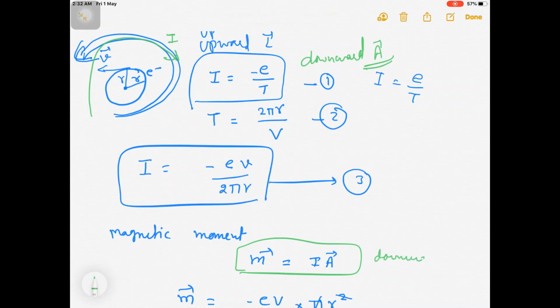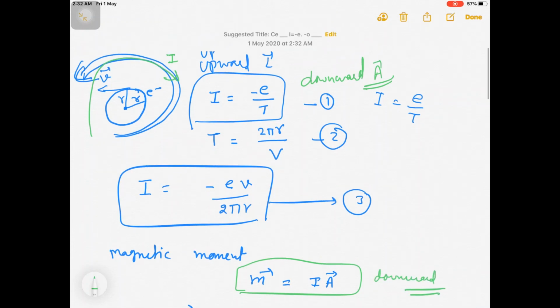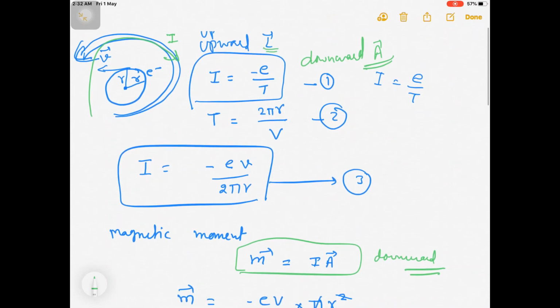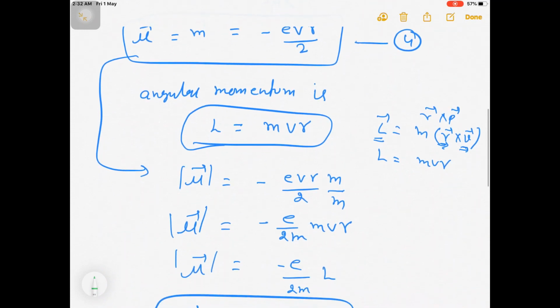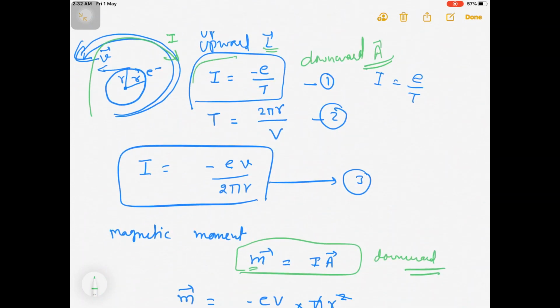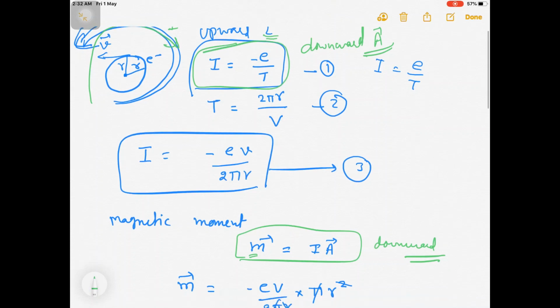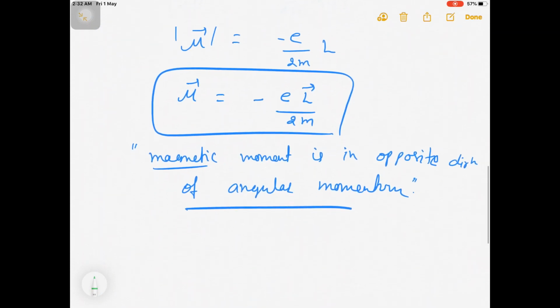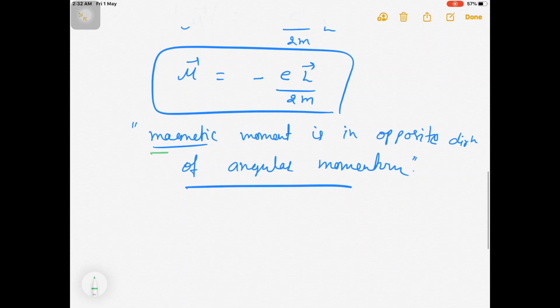So I hope you have got my point, that the L vector and the m vector are always going to be in opposite directions. So there is no need to put a negative sign here. You can write this statement with the interpretation. Okay, so this is an important result, and let me name it equation number 5.